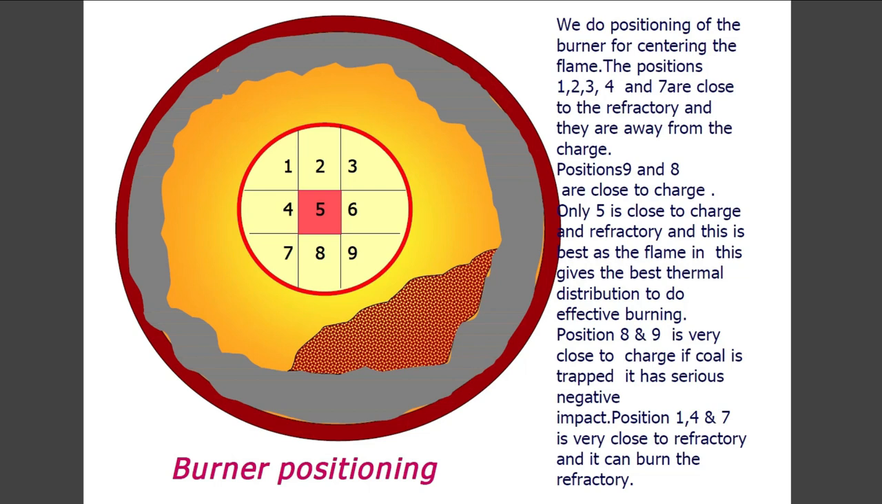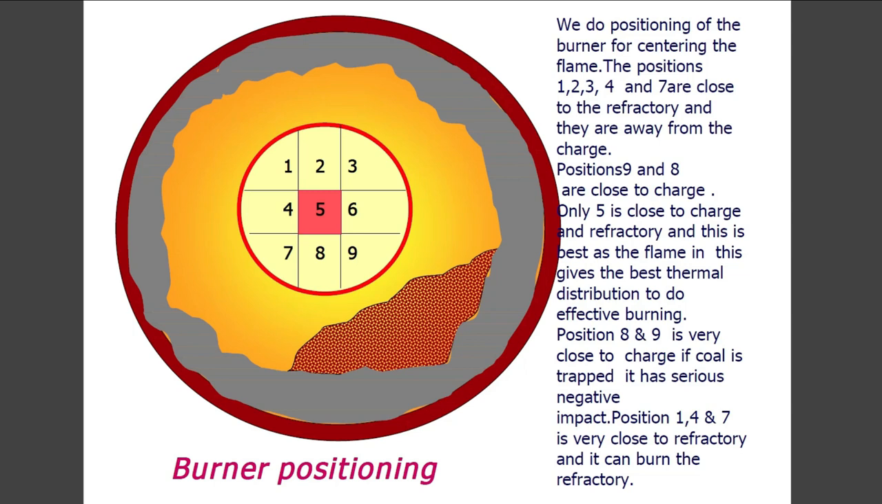Burner positioning. We do positioning of the burner for centering the flame. Positions 1, 2, 3, 4 and 7 are close to the refractory and away from the charge. Positions 9 and 8 are close to the charge. Only position 5 is close to both the charge and the refractory, and this is best, as a flame here gives the best thermal distribution for effective burning.